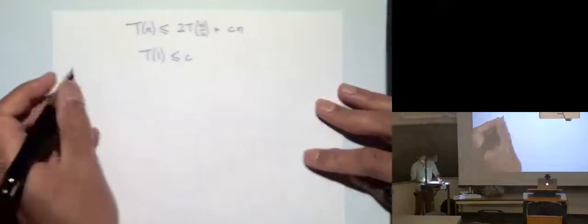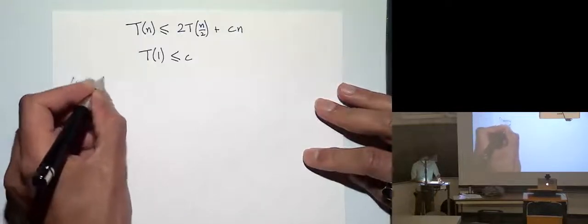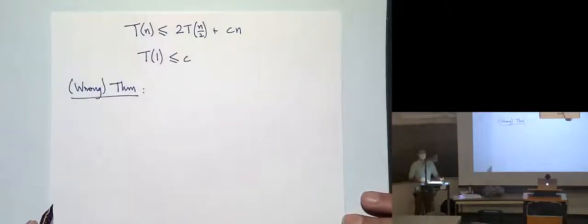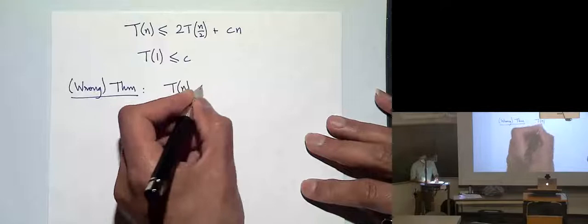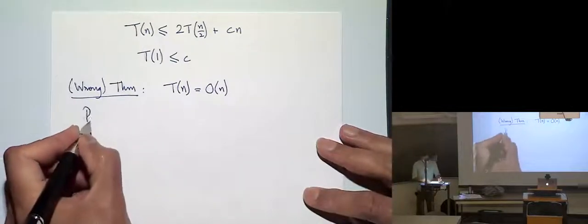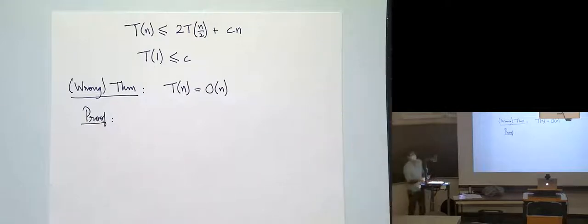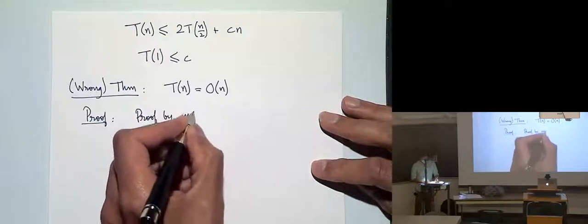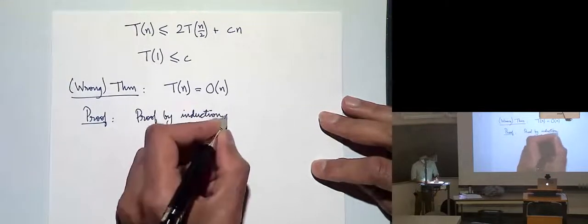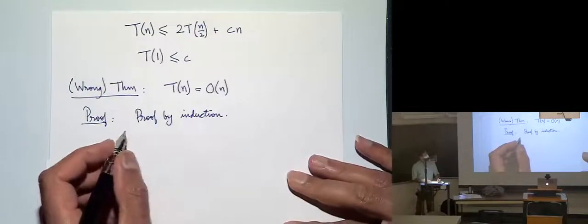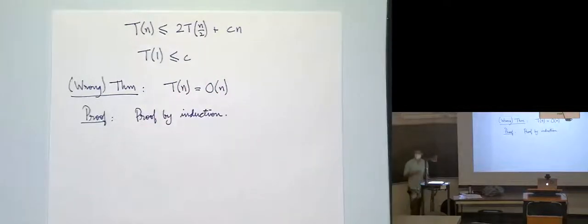I'll say wrong theorem. I'm going to prove to you now that T of n is O of n. Okay? What's the proof? Okay, so proof by induction. Now watch carefully, there's a mistake somewhere. So I'm going to prove that T of n is O of n by induction.